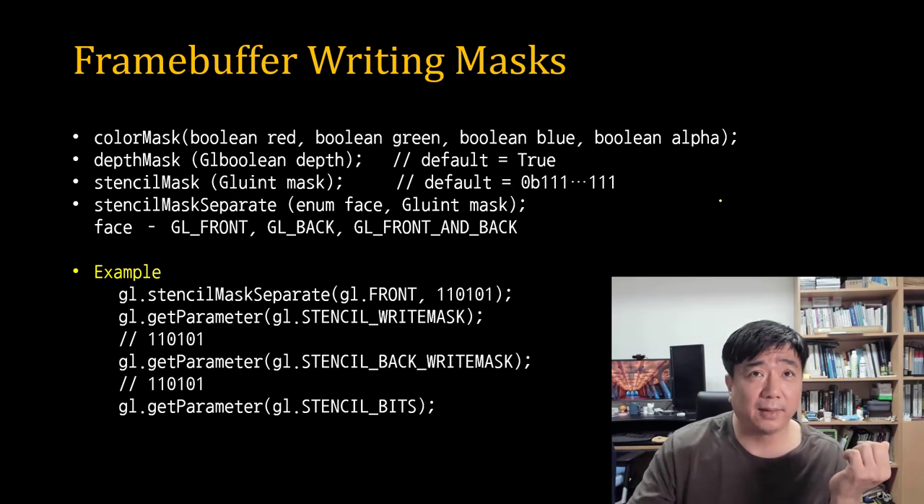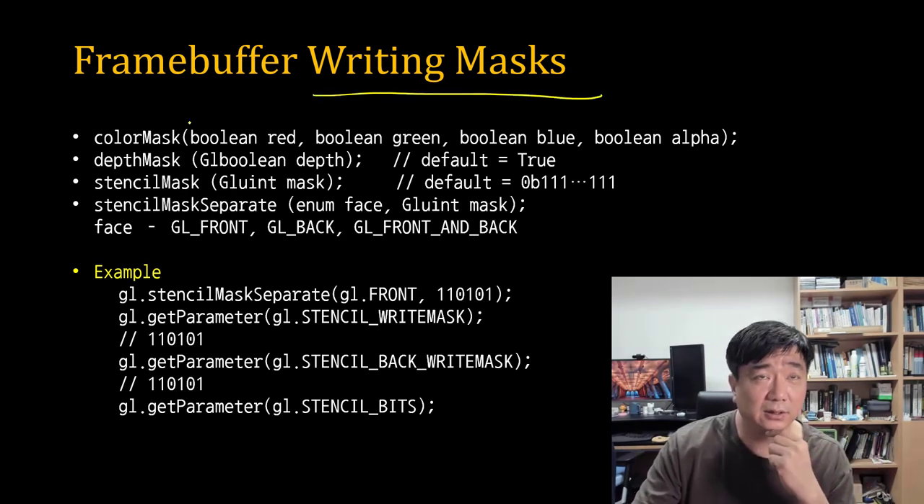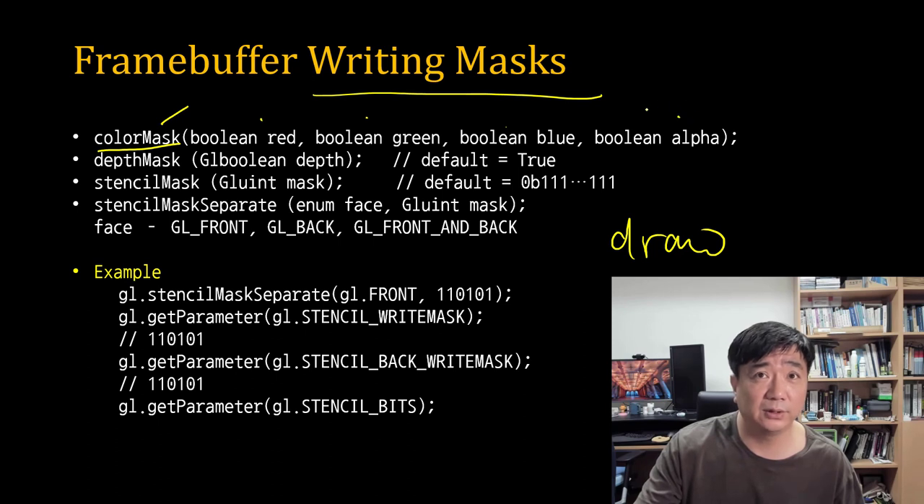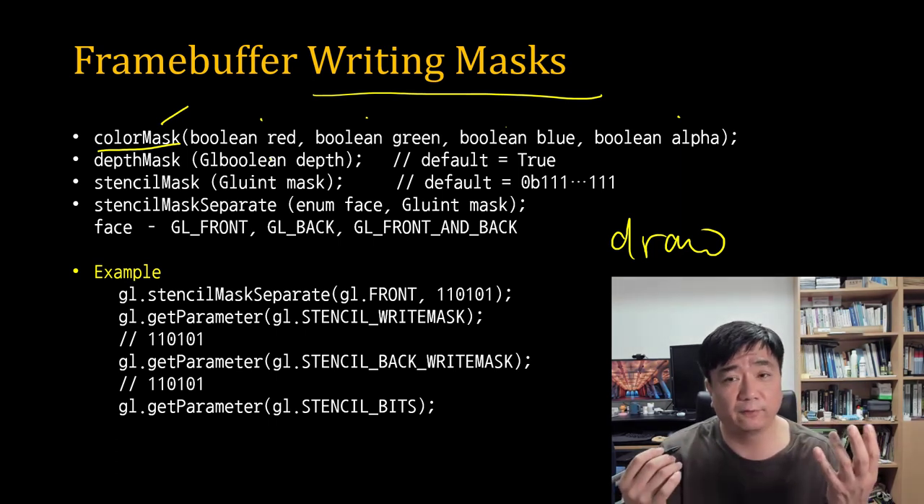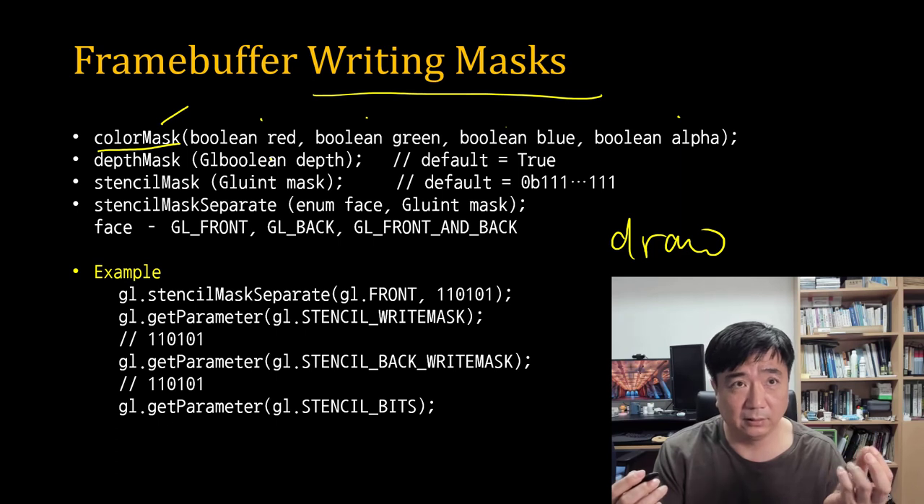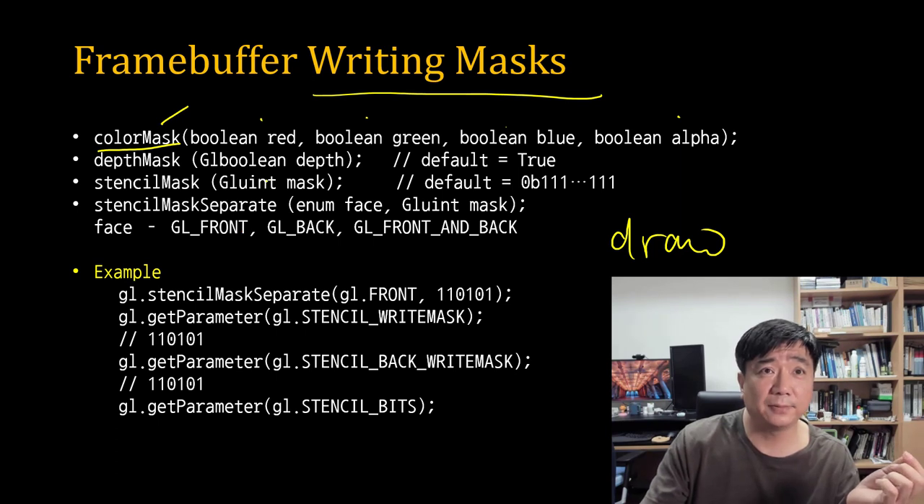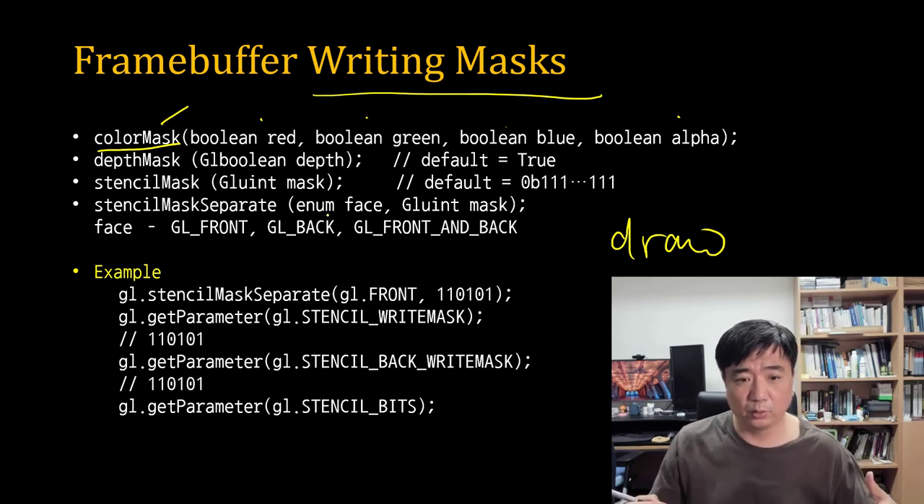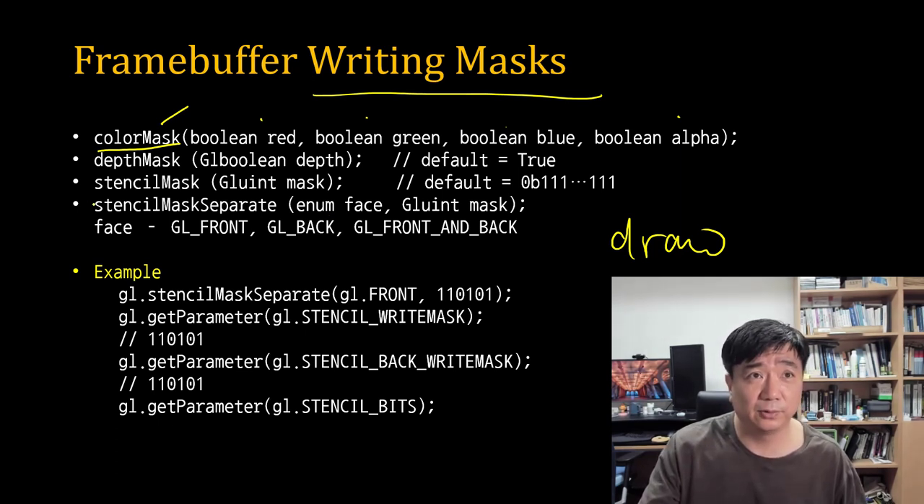So, the writing masks. I want to change the color when I draw something. With a draw command, I will change the color. I can set red, green, blue, and alpha to false, then the color is not changed. Sometimes it is very useful for drawing something. For example, if I want to draw something in the stencil buffer, I can turn off the depth mask and color mask, then turn on the stencil mask, and then I can update the stencil buffer only.